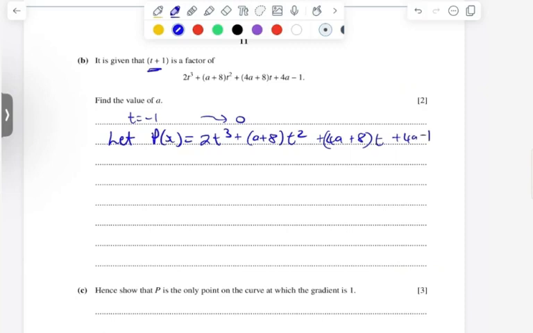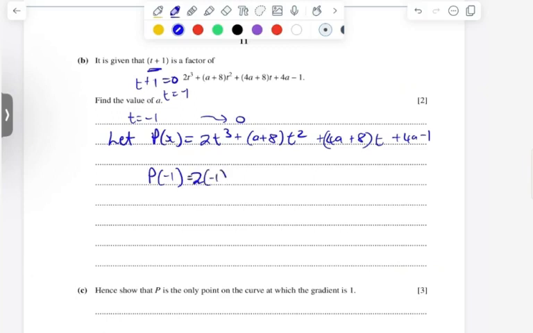Just out of interest, let's look at the next question. Hence, show that P is the only point on the curve where the gradient is 1. Okay, cool. I was just wondering what they were going to ask me there. Okay, so if you're not sure, what you normally do is you make your factor equal to 0, and then that's the root that you need to plug in, minus 1.